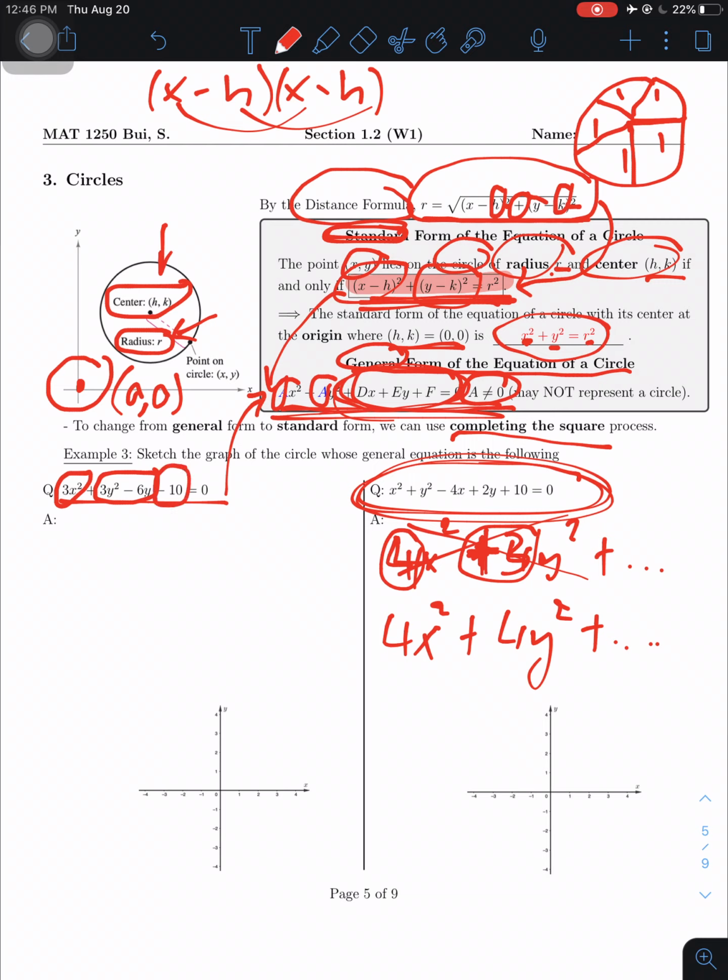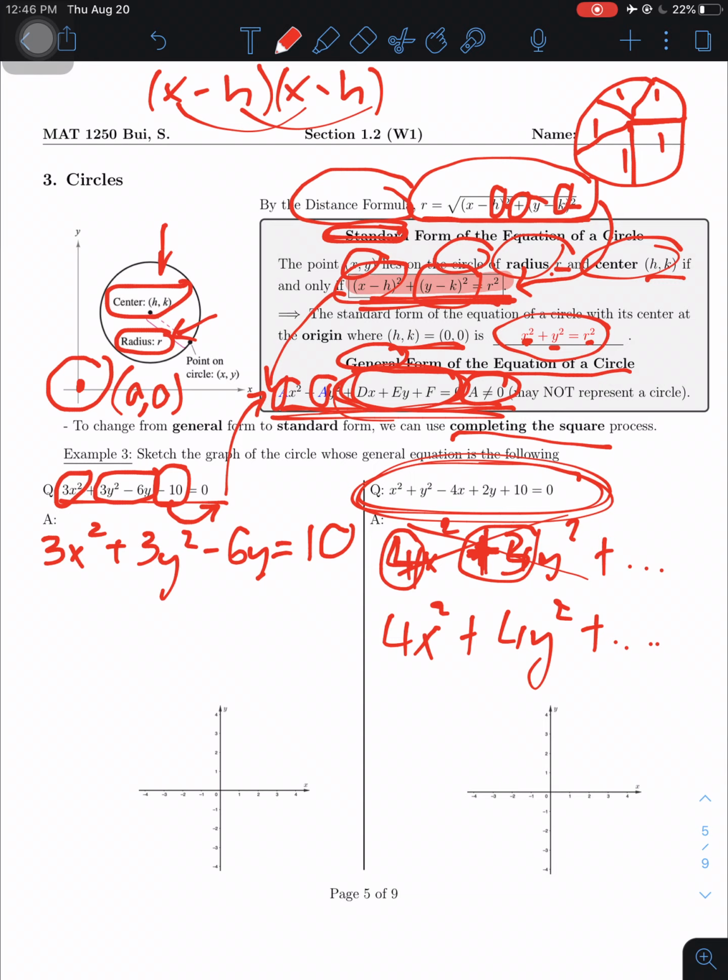Okay, the very first easy thing is that we're going to move the free number to the other side. So we're going to rewrite everything: 3x squared plus 3y squared minus 6y, but then move the other number. Moving it here means that you add 10 to both sides, okay?